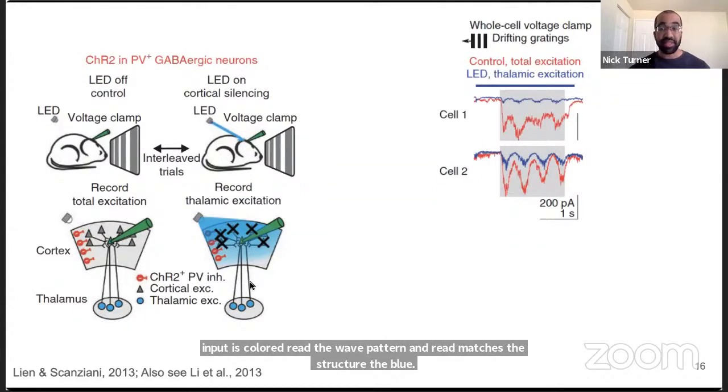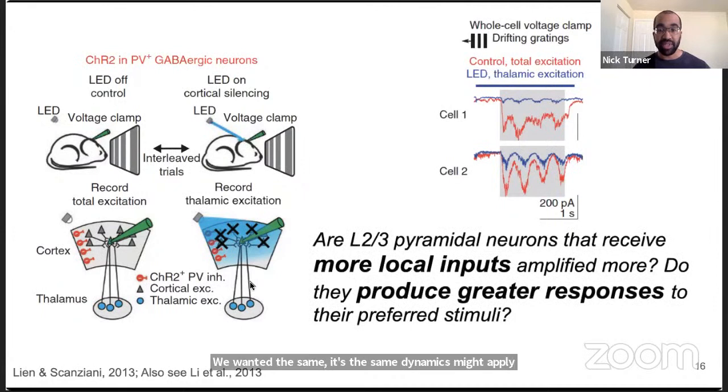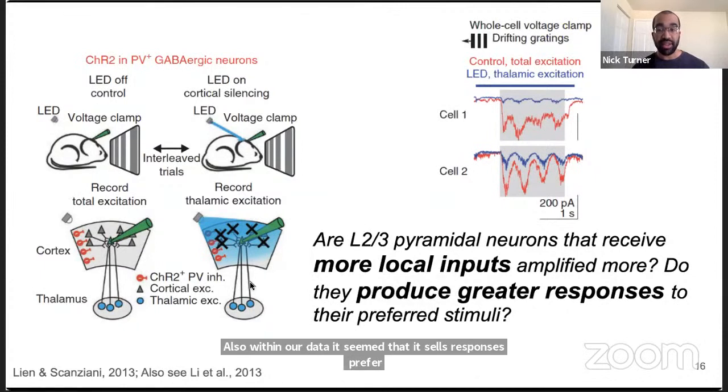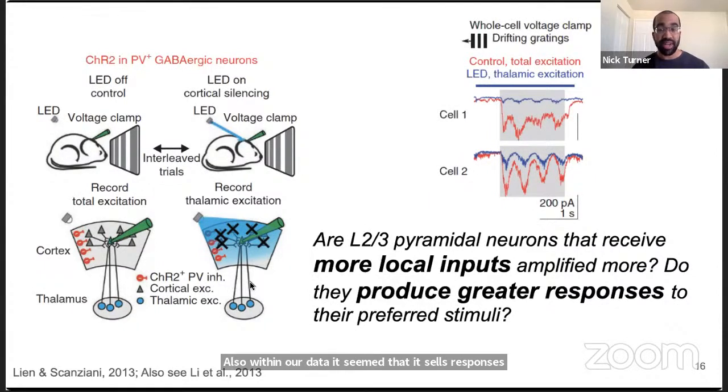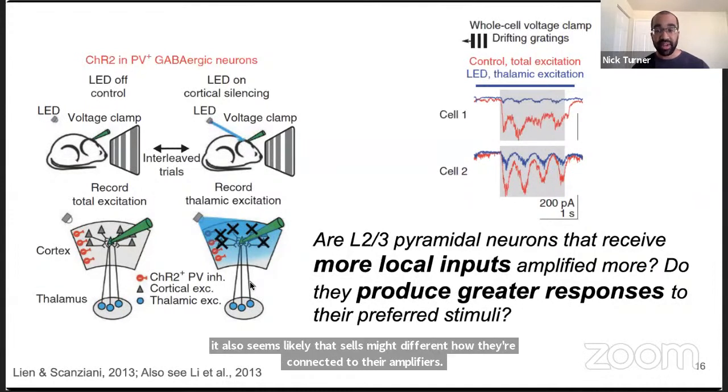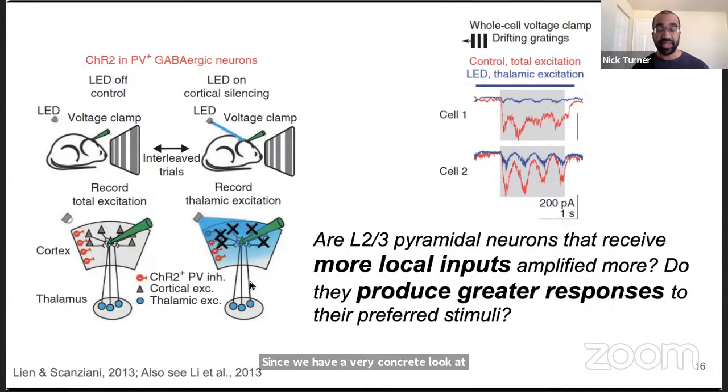We wondered if the same dynamics might apply to the layer 2-3 cells in our data set. Also, within our data, it seemed that a cell's response to its preferred stimulus was quite variable in strength. So it also seemed likely that cells might differ in how they're connected to their amplifiers. Since we have a very concrete look at connectivity, we decided to investigate whether cells with more local inputs produce greater responses to their preferred stimuli.